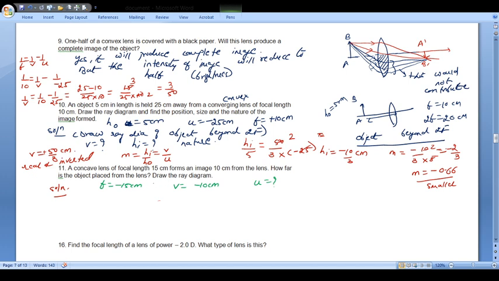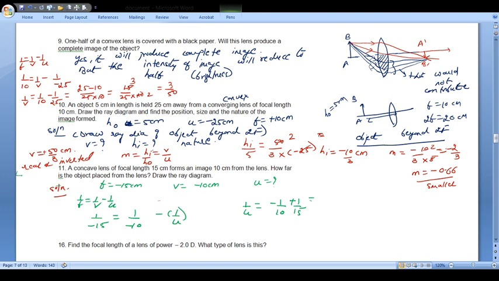Which ray diagram will you draw? Basically, you will be drawing one ray diagram from infinity to optical center. Now here we can use the formula 1 upon f is equal to 1 upon v minus 1 upon u. So 1 upon minus 15 is equal to 1 upon minus 10 minus 1 upon u. So you can see here 1 upon u, I take it on the other side.